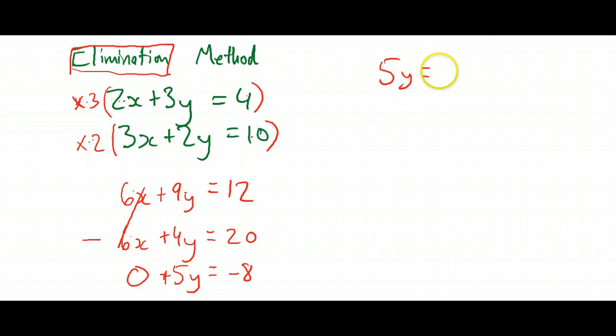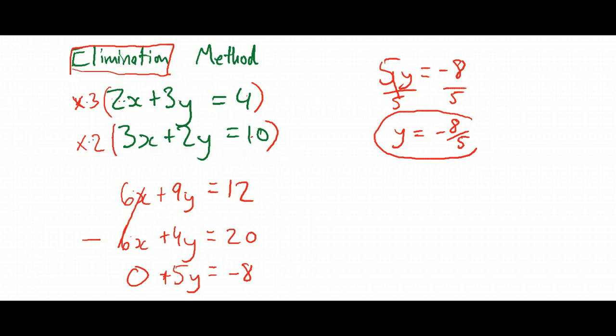5y equals negative 8. So divide by 5, y equals negative 8 over 5. So that's our y coordinate, and hopefully remember that to find the x coordinate, we need to put this y value into one of those equations. So we could use one of these new equations, or we could use the old ones. It doesn't matter, they're all the same in a way. So we'll use the old one, it's a bit simpler.